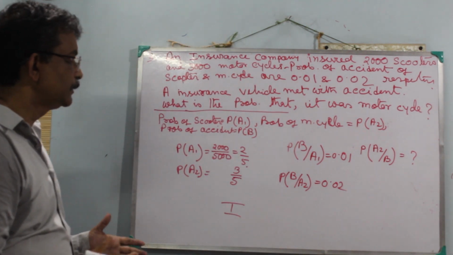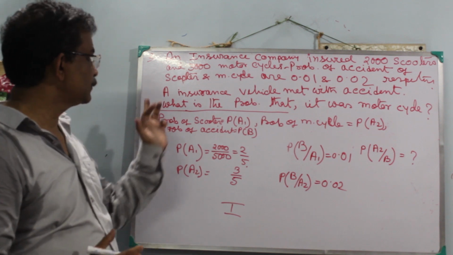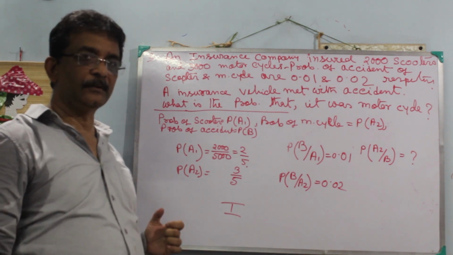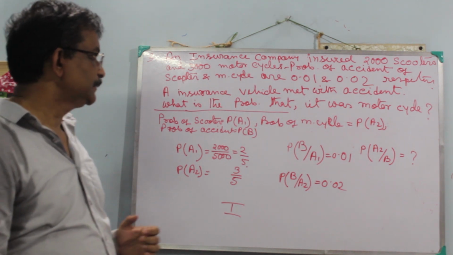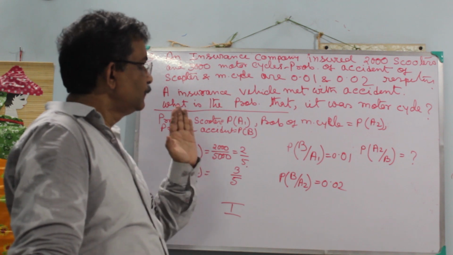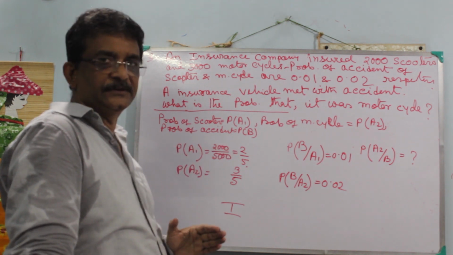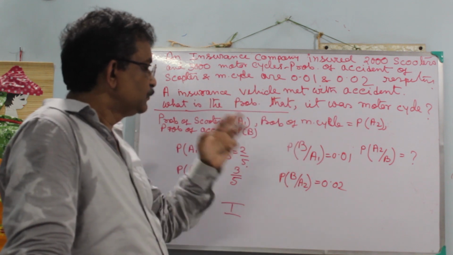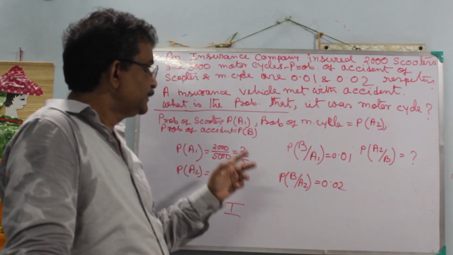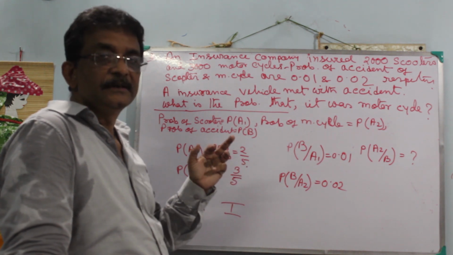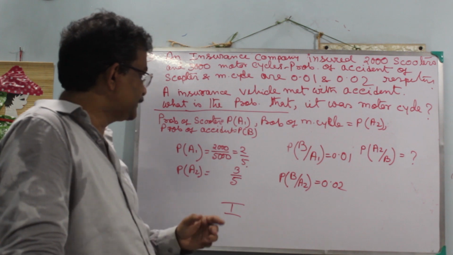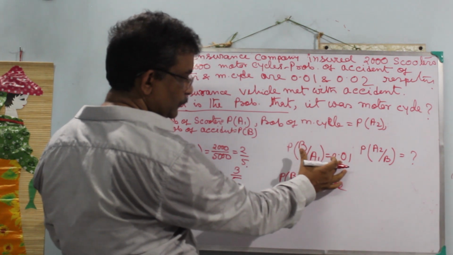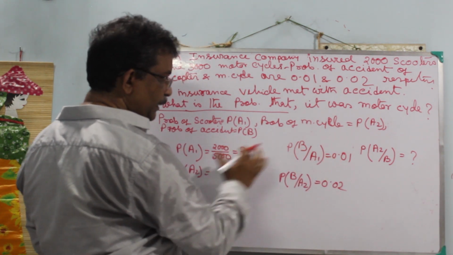So now what is the probability that a scooter, an insured vehicle, met with an accident? If I say what is the probability that the insured vehicle met with an accident, it is the given condition that the insured vehicle met with an accident. So what is the probability that the insured vehicle met with an accident? If it is a scooter, then what is the probability of accident? That was scooter and accident.